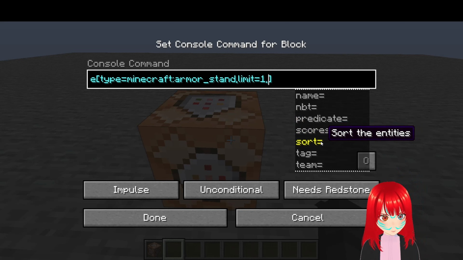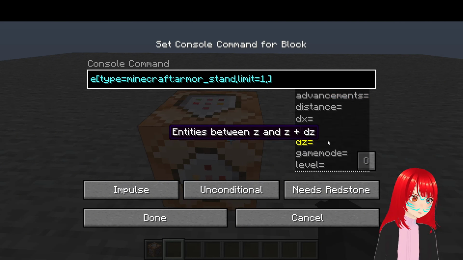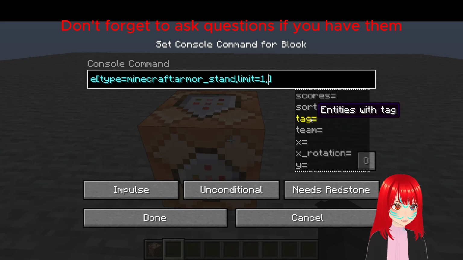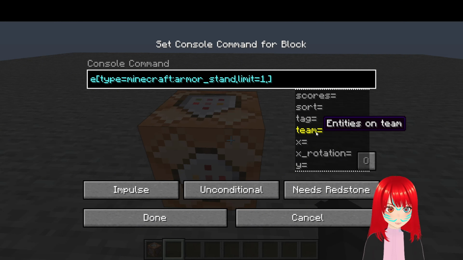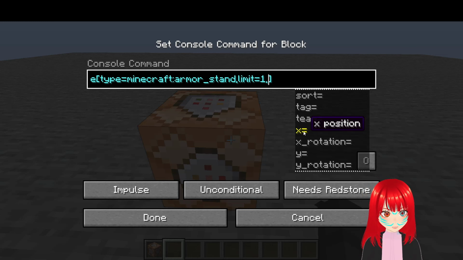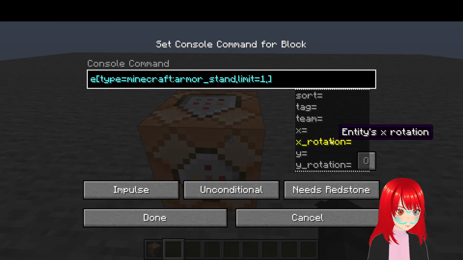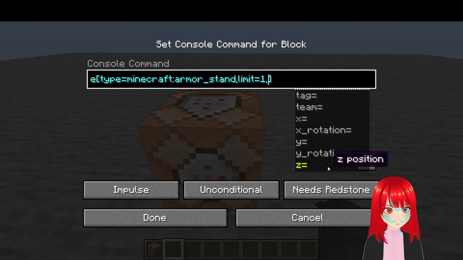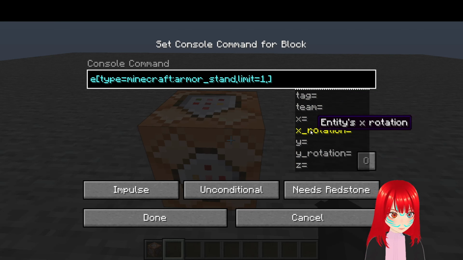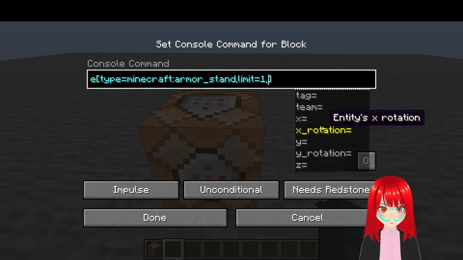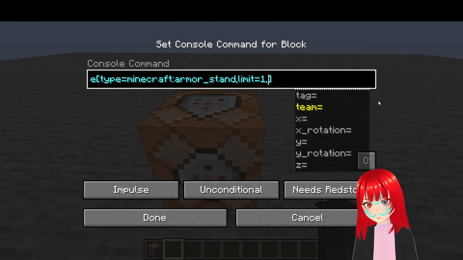But yeah, the sort. Tag is like, I think that's the name tag. The team is also set up with scoreboards. The X position, that's their X position. X rotation, that's what way they're facing. These are just applied to, there's no Z rotation. You know why there's no Z rotation? Because it's the same as X rotation. Pretty much. It's just 90 degrees more.